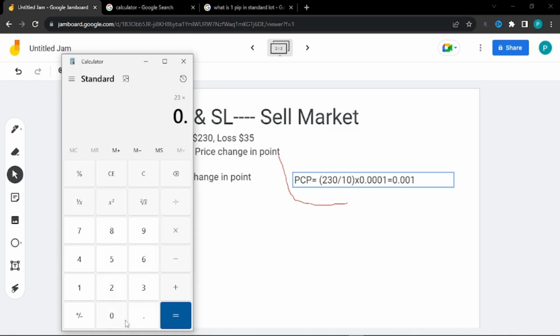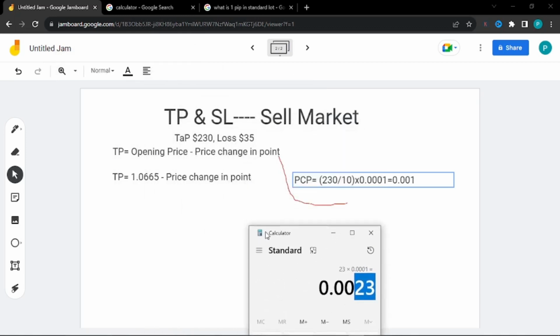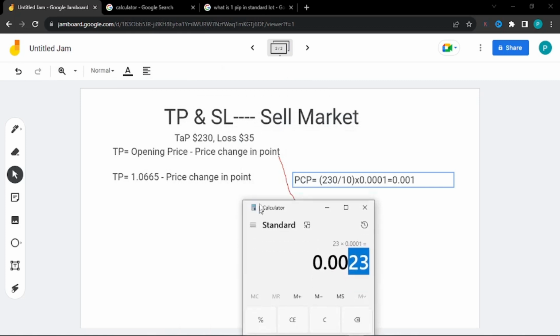Which is the currency unit. It's actually 0.23. So this is the amount of pip movement you need to actually make that profit. And the pip movement you need here is actually 23 pip for you to make that profit, since you are trading a standard lot of 10. So you need a movement of 23 pip.